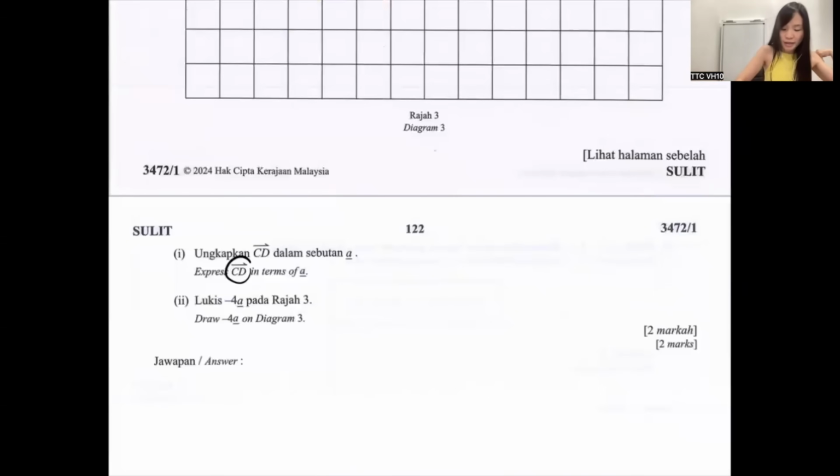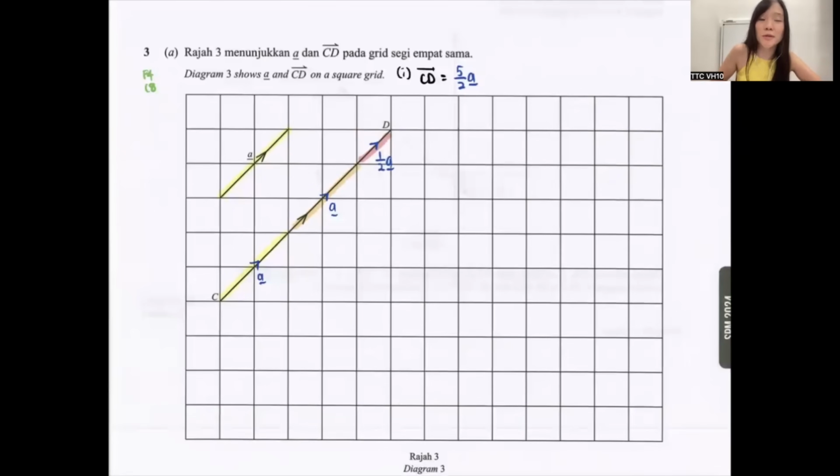Let's look at the next one. Next one, they say what? Draw negative 4a in the diagram. So guys, they want me to draw negative 4a. So what is a? a is like that. I hope you guys know a is going up. Negative a will be coming down. So you need to draw negative a, 4 of them. So guys, let's try to draw 4 of them. Draw any way you like.